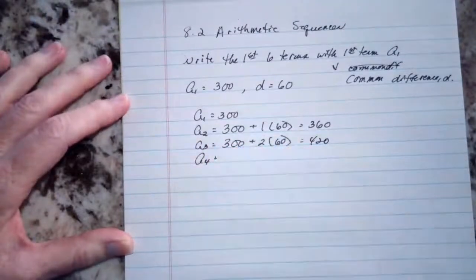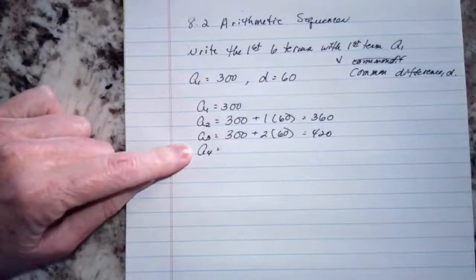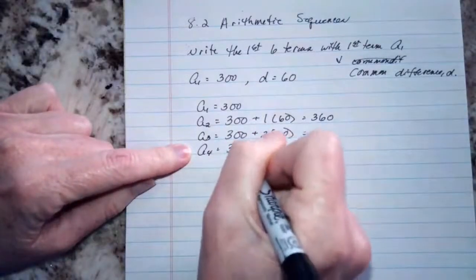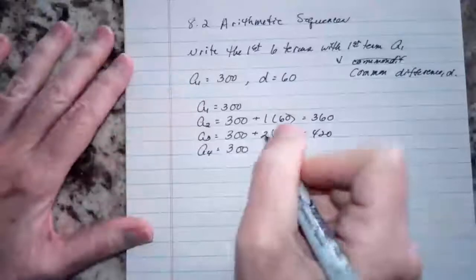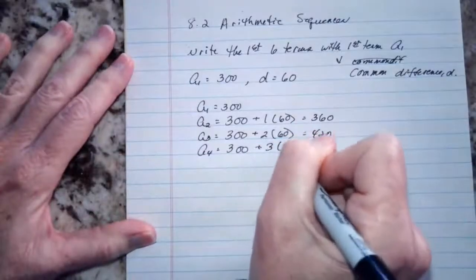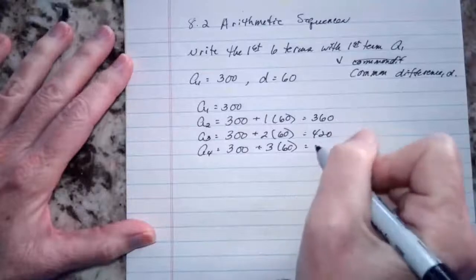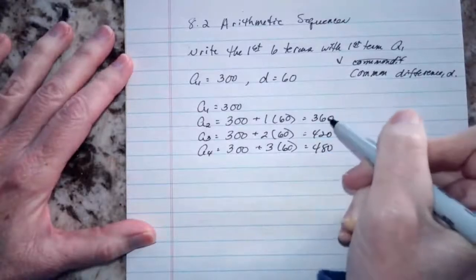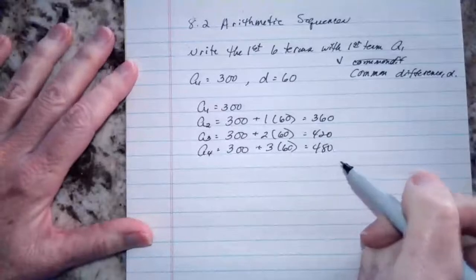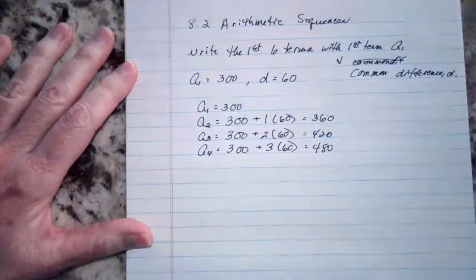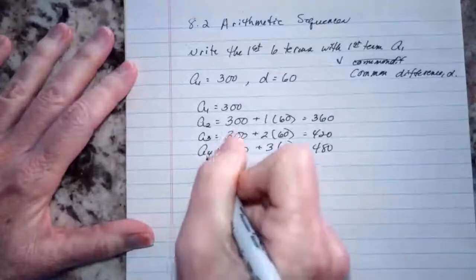A sub 4, just meaning the fourth term in this sequence, will start the same way. We'll have 300 as the initial, that's the first term, a sub 1, plus 3 times those 60s. So we're just adding in a 60 here. And I know we could just add 60 each time, that'd be the easy peasy way, but we're looking for a general formula for an arithmetic sequence, so we're looking for patterns here.